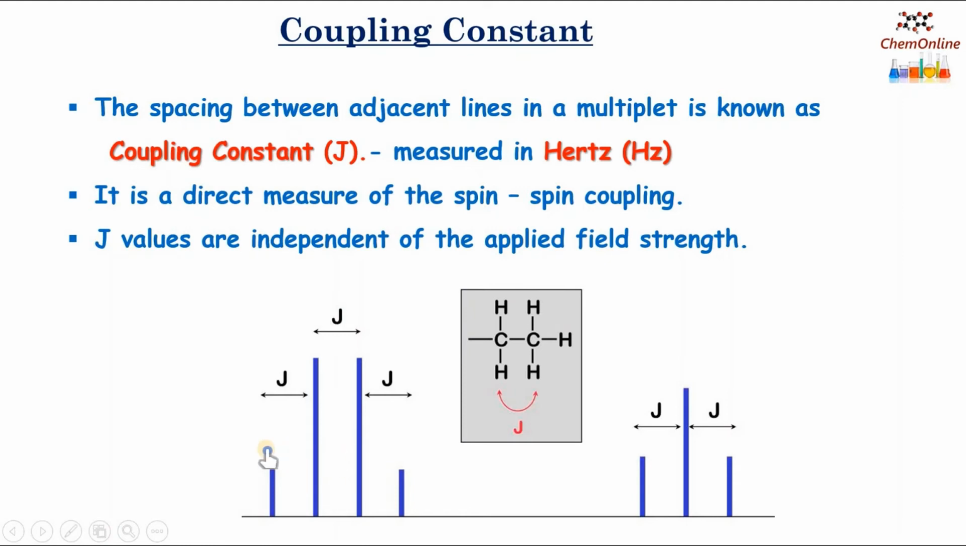So here you can see a quartet. The spacing between the adjacent lines, these two lines, or the distance between these two lines, okay, the spacing between the adjacent lines in this multiplet is known as the coupling constant, represented as J.